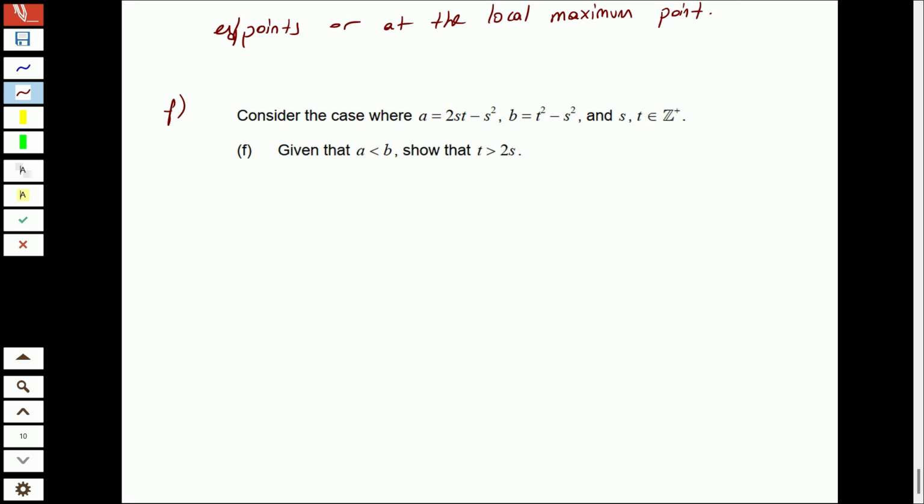So I know that a less than b, meaning 2st minus s square is less than t square minus s square. You can cancel s square here, and I know that t is a positive integer, so you can also cancel t. So you can write 2s less than t.